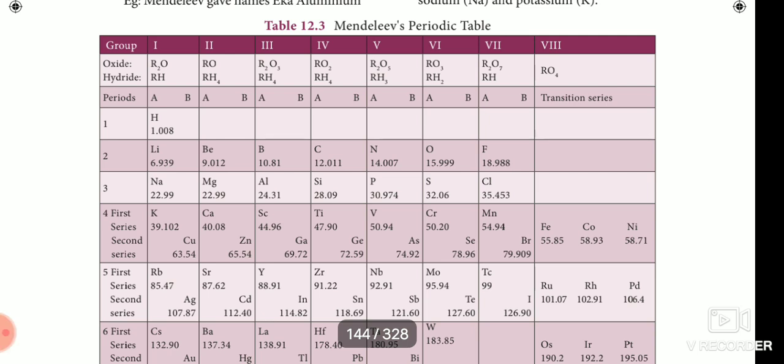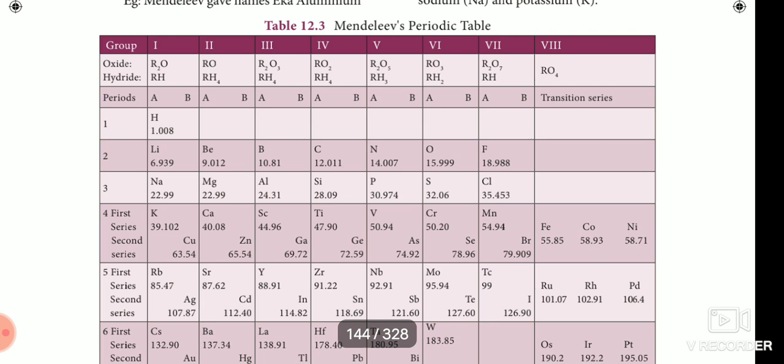In this table there are 7 horizontal rows, and the 7 horizontal rows are called periods. Then the 8 vertical columns are called groups. So the horizontal rows are called periods and the vertical columns are called groups. How many periods are present? Yes, seven periods are present in the horizontal rows. Then 8 vertical columns are present in the periodic table.